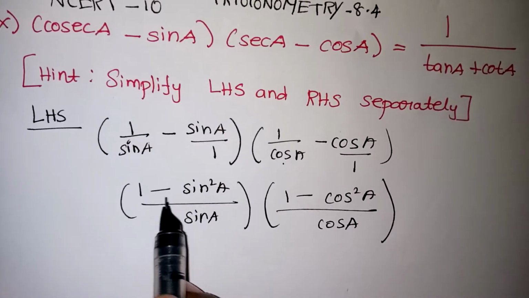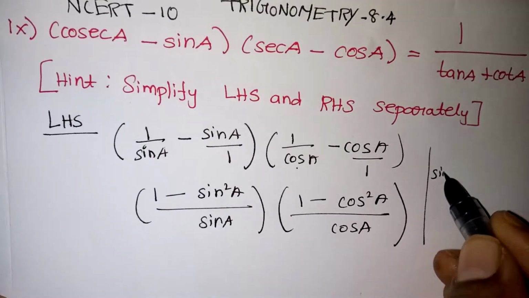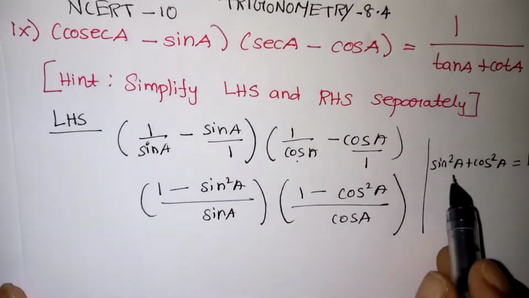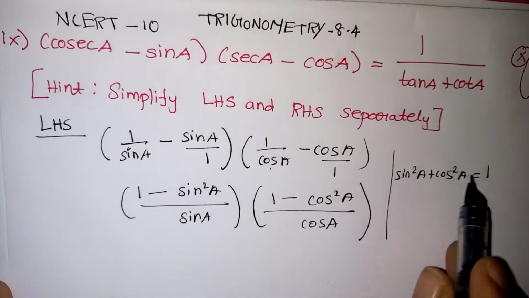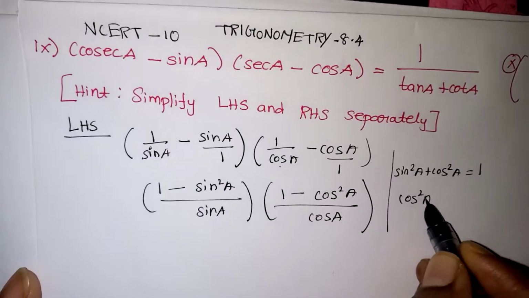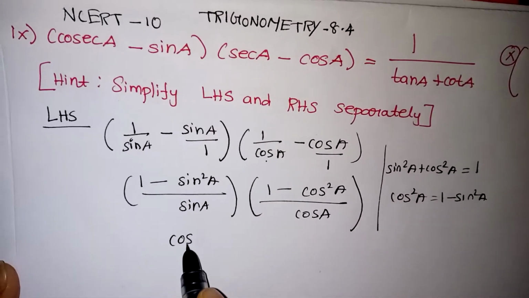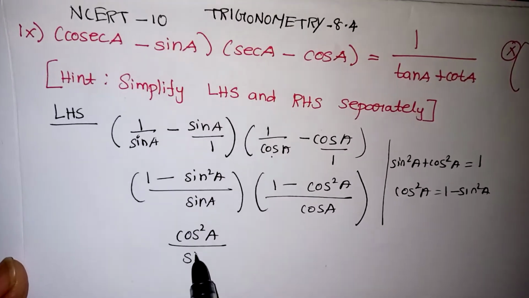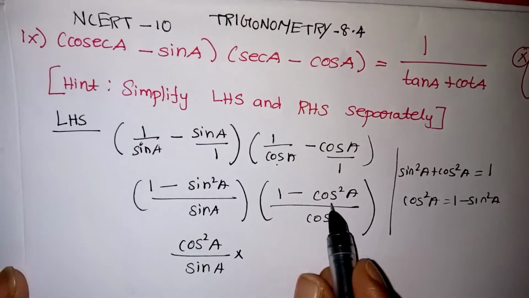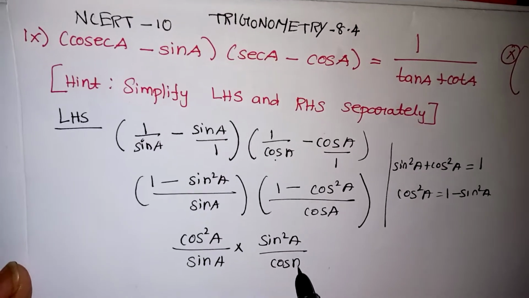Children, look at these terms: 1 minus sin squared A, 1 minus cos squared A. By applying the first identity, sin squared A plus cos squared A is equal to 1, we all know this. Now if I want cos squared A, the plus sin squared goes to the other side. So 1 minus sin squared A will be written as cos squared A, so cos squared A is equal to 1 minus sin squared A. Now 1 minus sin squared A will be cos squared A by sin A, multiplied by 1 minus cos squared A, which is written as sin squared A by cos A.